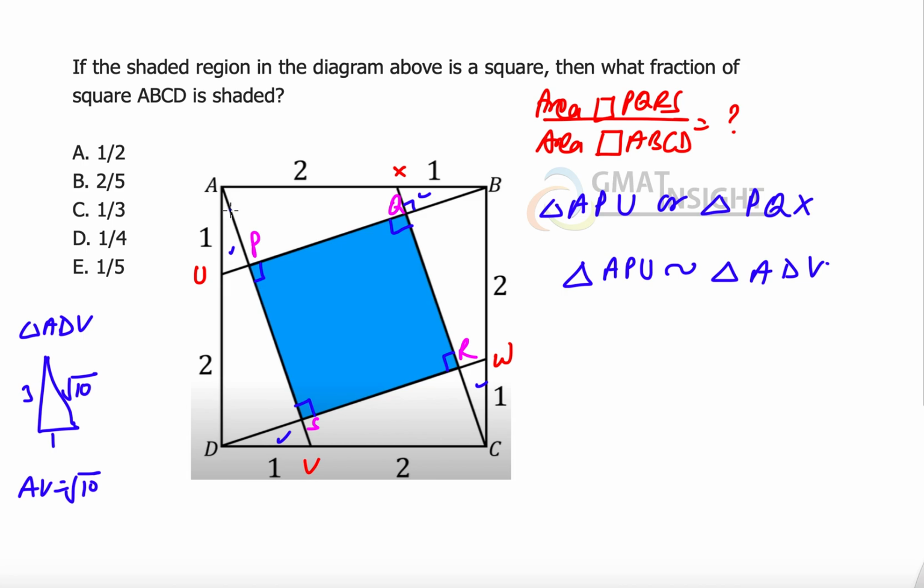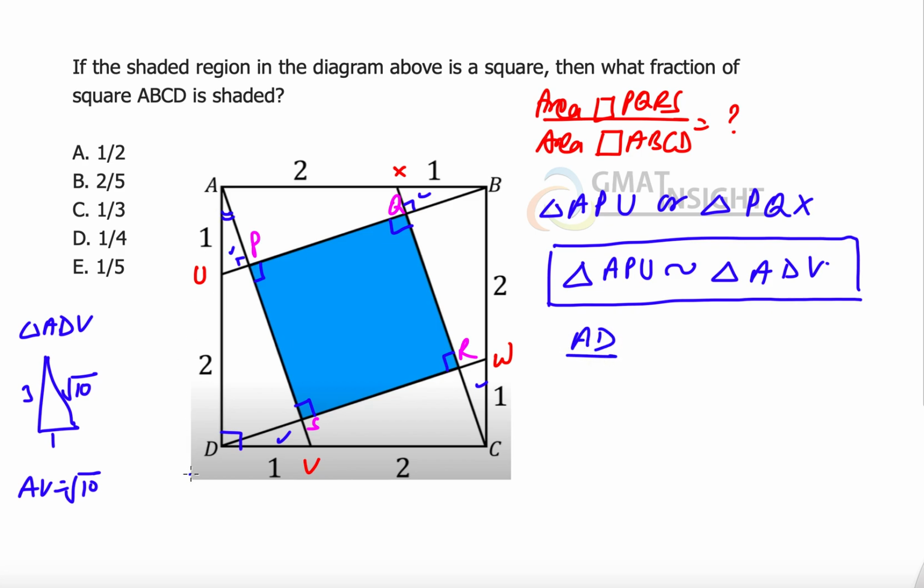Let's understand why. One angle is common between the two triangles, and one angle here is 90 degrees while one angle in the bigger triangle is also 90 degrees. For similarity, we just need two angles the same between the two triangles, because the third angle automatically becomes the same. Now that these two triangles are similar, the ratio of the corresponding sides must be equal, which means AD of the bigger triangle corresponds to AP, while DV corresponds to side PU.